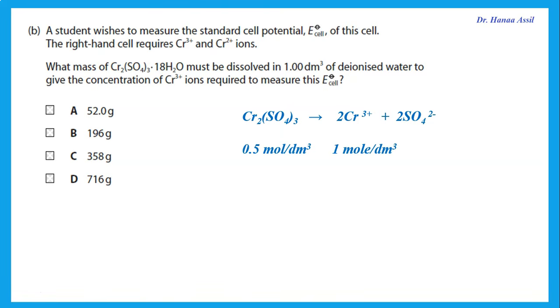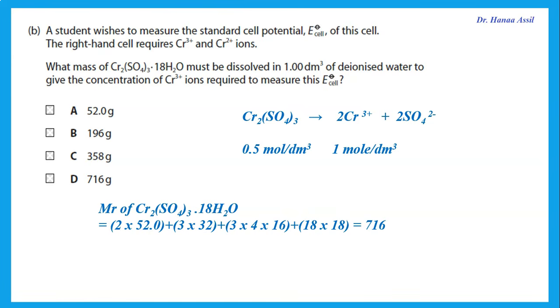So if I want to end up with 1 mole per decimeter cubed of chromium 3 plus, then I need to have actually 0.5 mole per decimeter cubed of that salt in order to end up with 1 mole per decimeter cubed of chromium 3 plus. So the question is, what is the mass that I need? Now, of course, to get the mass, I need the molecular mass. So we calculate the molecular mass of the salt.